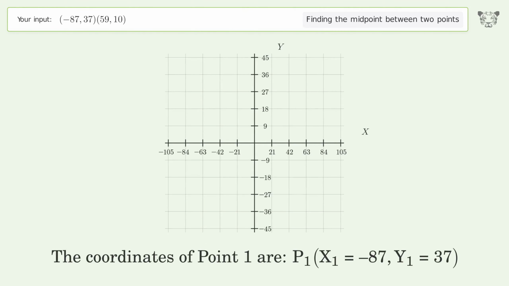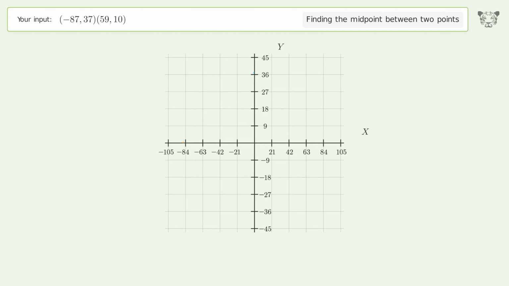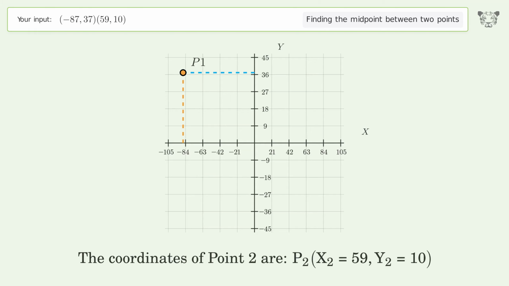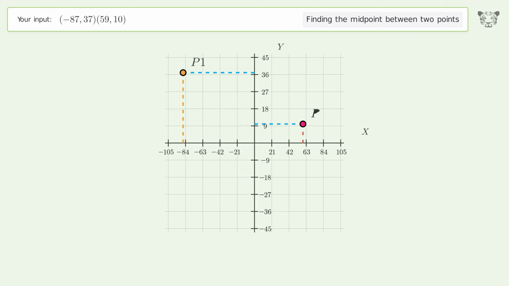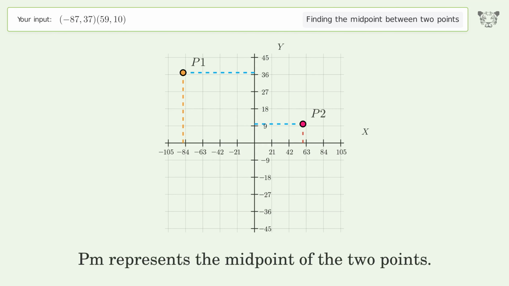The coordinates of point 1 are x1 equals -87, y1 equals 37. The coordinates of point 2 are x2 equals 59, y2 equals 10. PM represents the midpoint of the 2 points.